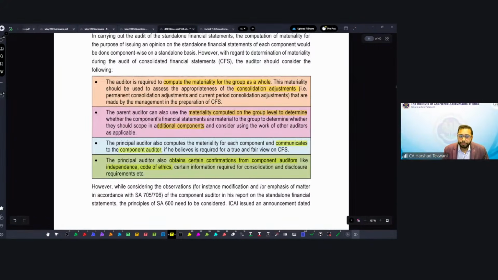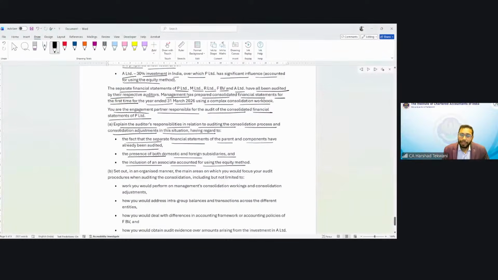Any doubt? Okay. If no doubts, let's go to question B. The presence of both foreign and domestic subsidiaries. Explain the auditor's responsibility when you have domestic and foreign subsidiaries for the consolidation. What is the responsibility of the auditor?